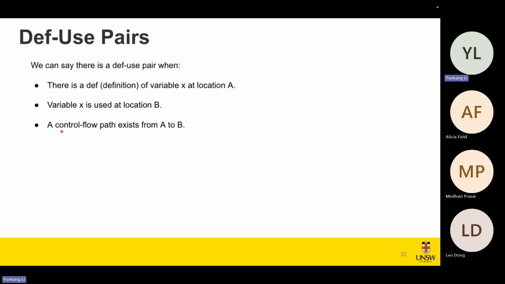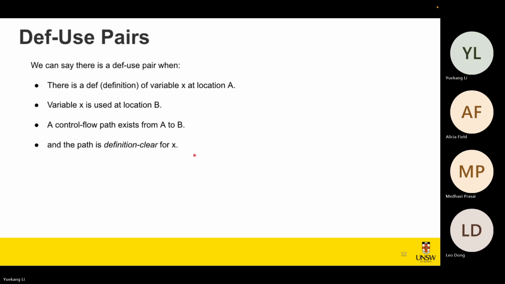And the third condition is that there must be a feasible control flow path to reach from location A to B. Because if there is no control flow path from A to B, then it is infeasible for location B to actually use the definition, right? Because the program will never execute in such a way, right? So there must be a control flow graph path connecting the two locations.